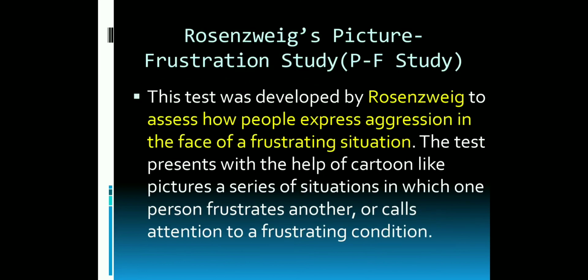Now the fourth test is Rosenzweig picture frustration study, and it is also known as PF study. This test was developed by Rosenzweig to assess how people express aggression in the face of frustrating situations. The test presents, with the help of cartoon-like pictures, a series of situations in which one person frustrates another or calls attention to a frustrating situation. Whatever the cartoons are doing, it is related to the frustrating situation.